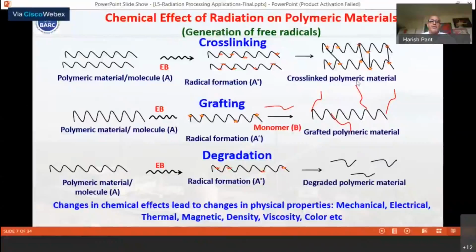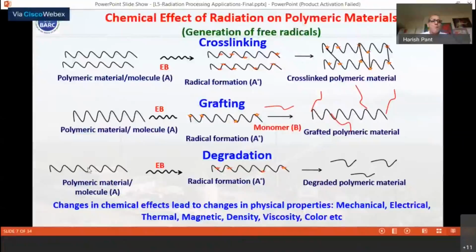So this is the cross-linking. Now the grafting. In grafting, you have a polymeric material, you irradiate it with radiation, and then you add a monomer to that. This monomer gets attached to the polymeric chain because of the reaction of the free radicals, and this process can again be used for various applications.